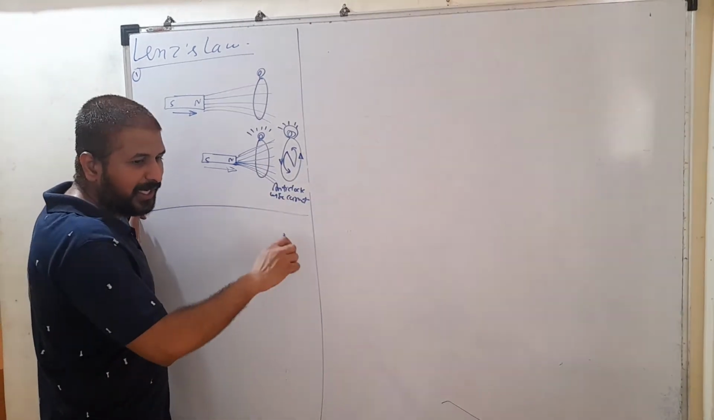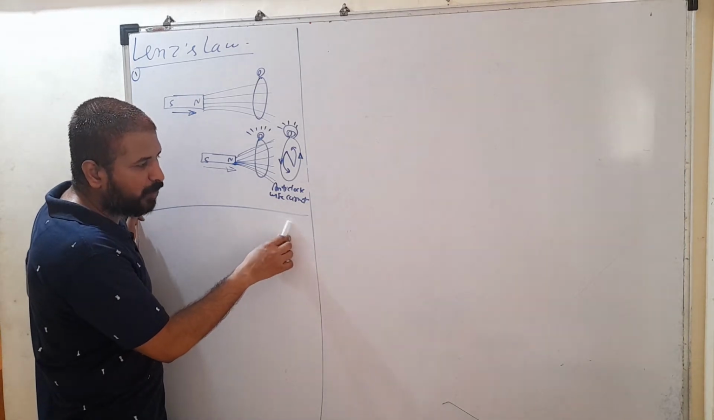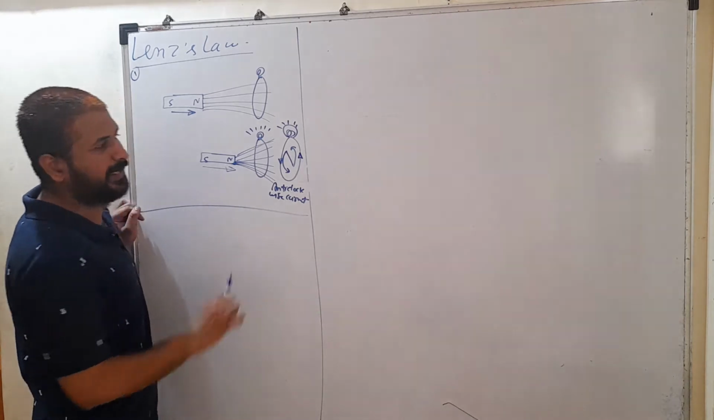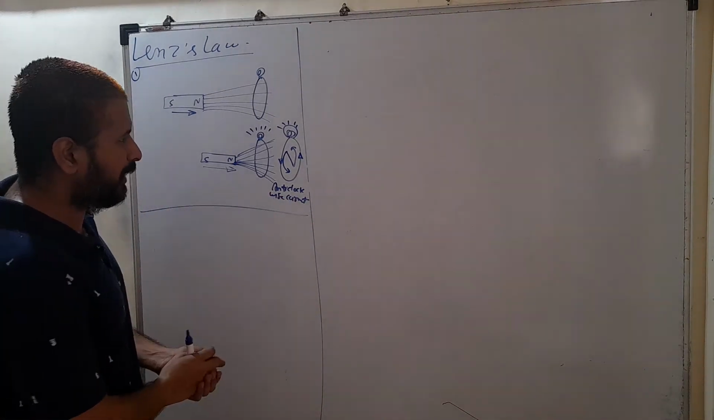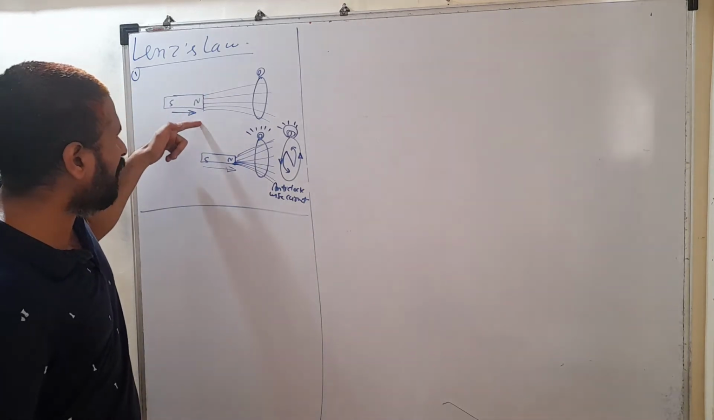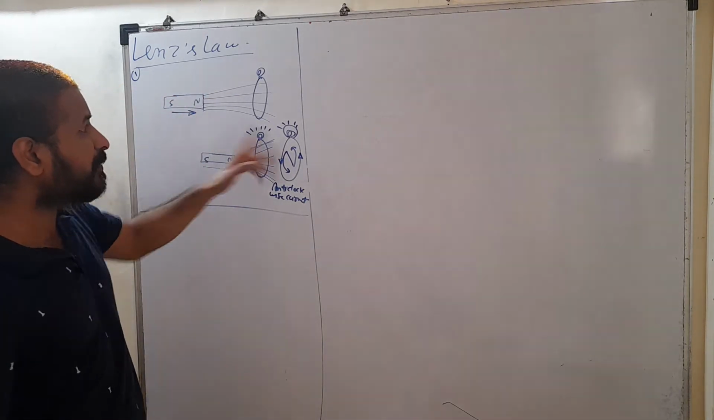So when it is opposing that induction, if you are rotating that magnet in a clockwise way, it would be opposing. So you have to forcefully rotate it. You have to perform mechanical work. So when you are moving this magnet closer to this loop, the motion of this magnet is opposed by this loop.